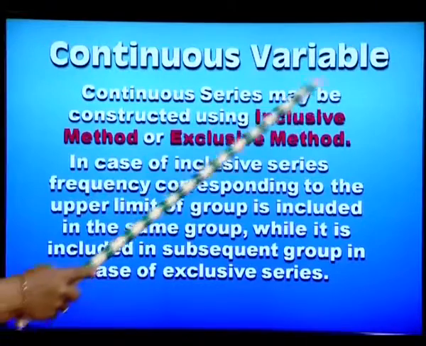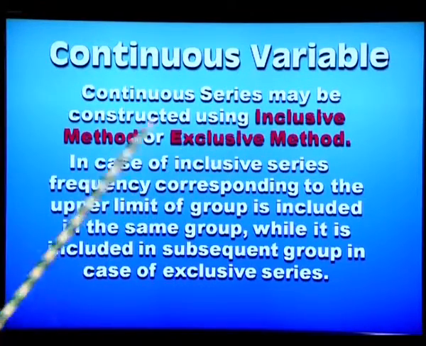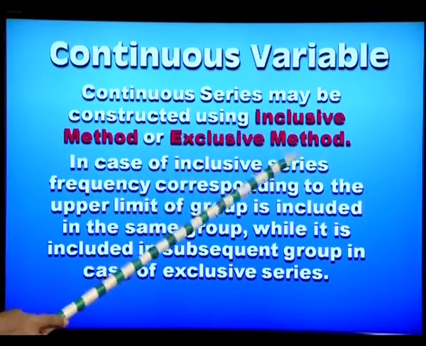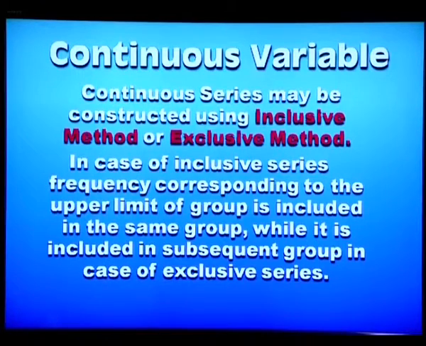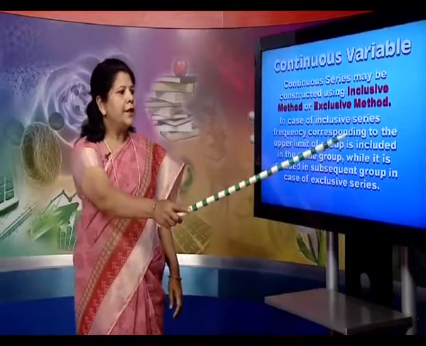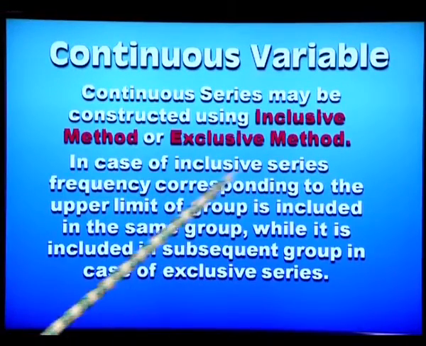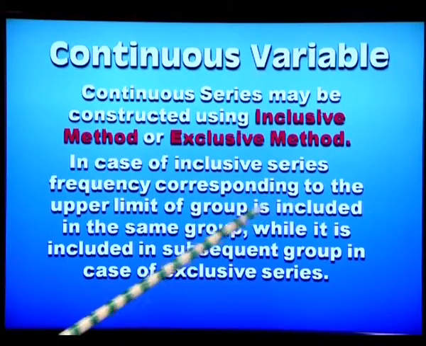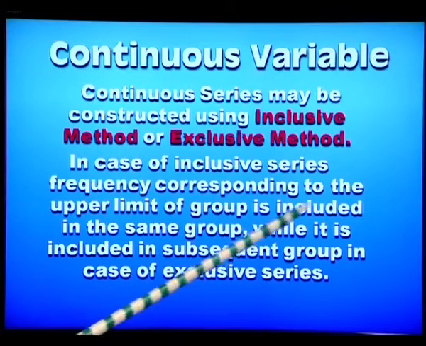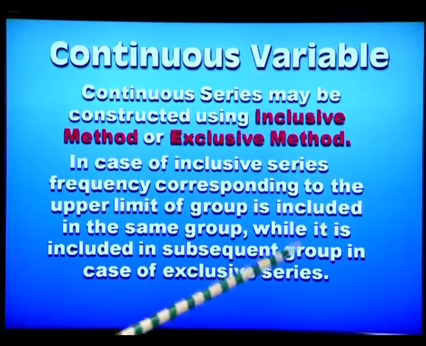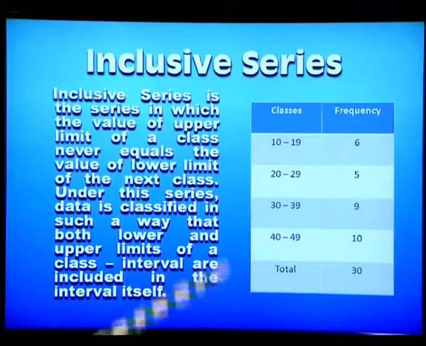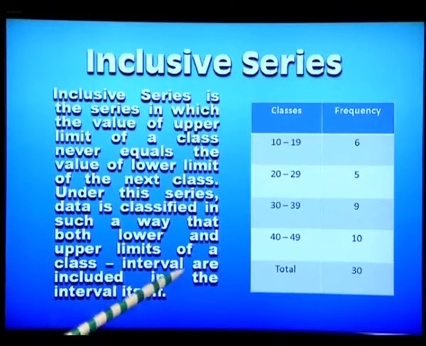Continuous series may be constructed using the inclusive method or the exclusive method. So, continuous series are also of 2 kinds. In case of inclusive series, the frequency corresponding to the upper limit of a group is included in the same group, while it is included in the subsequent group in case of exclusive series. Let us now understand each one of these individually.